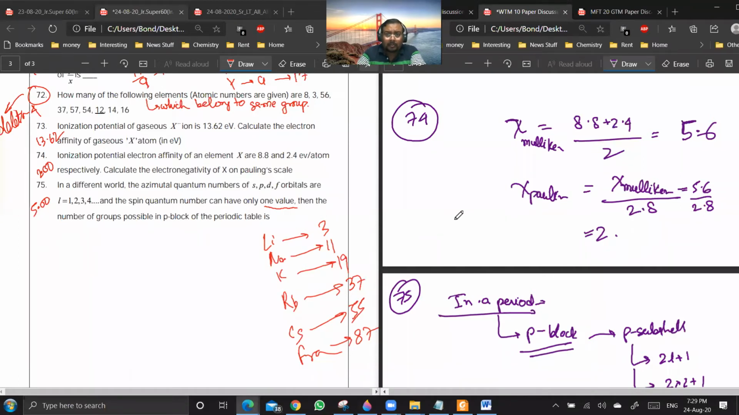Yes, sir. So these scales are empirical scales. That's why IIT will never ask these formulas in the exam. They are not interested in empirical things. After this, 75 is a doubt?